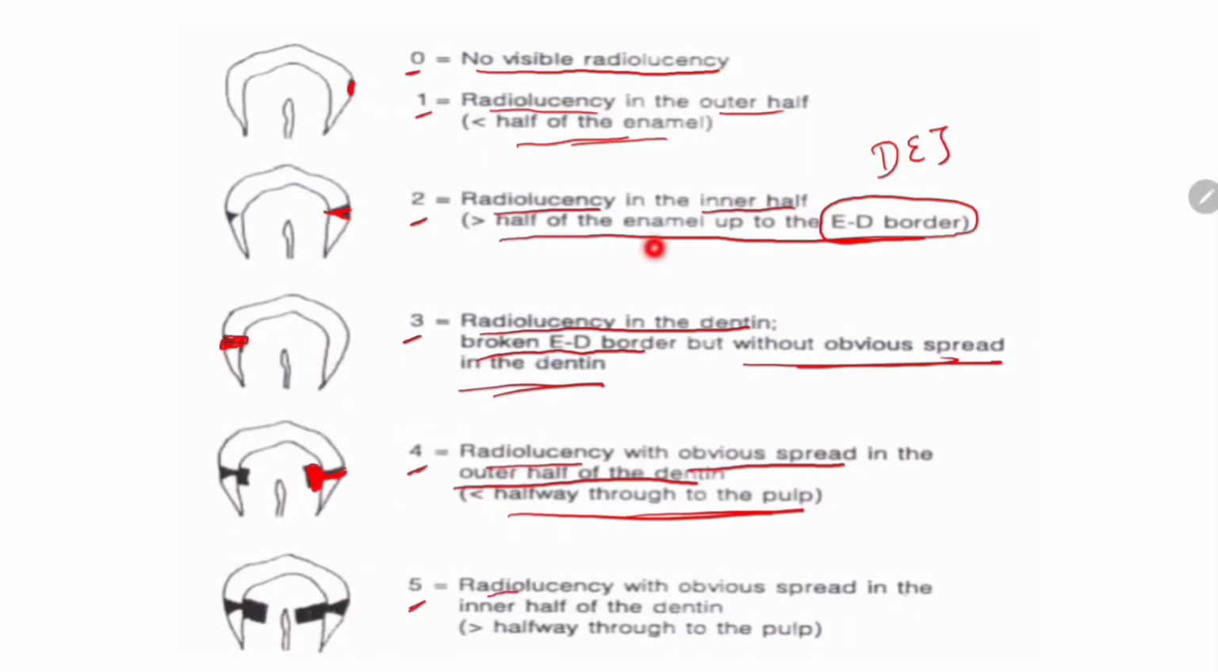Then code 5 is for radiolucency with obvious spread in the inner half of the dentin. It means almost half of the dentin is affected from the enamel to dentin.